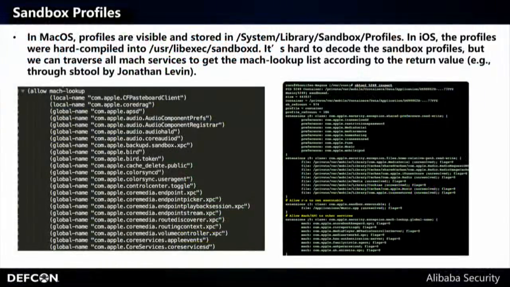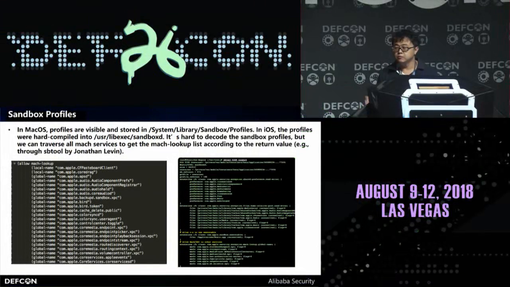There is a concept called sandbox profiles. Sandbox profiles define what Mach services can be accessed by sandbox applications. In macOS, these profiles are visible and stored in the system library sandbox profile files. In iOS, the profiles are hard-coded and difficult to decode. But we can traverse all Mach services to get the list of services that can be accessed by sandbox applications. Also, we can use some tool, for example, the SBTool developed by Jonathan.